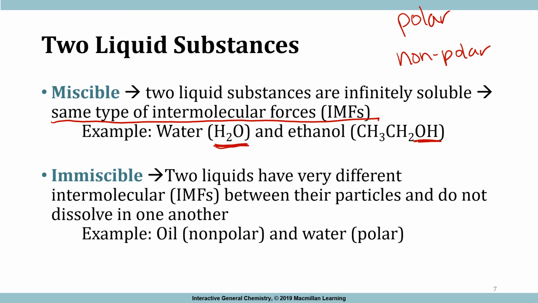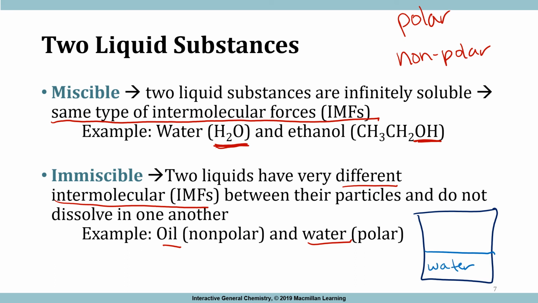Immiscible is when you have two liquids that have very different IMFs. For instance, you'll have something that's polar and something that's nonpolar. A great example of this is oil and water. If you have a glass and you mix oil and water, you'll have water on the bottom and oil on top. And no matter how much you shake them up, eventually they will always separate. That is because oil is nonpolar and water is very polar, and they will not dissolve in each other.